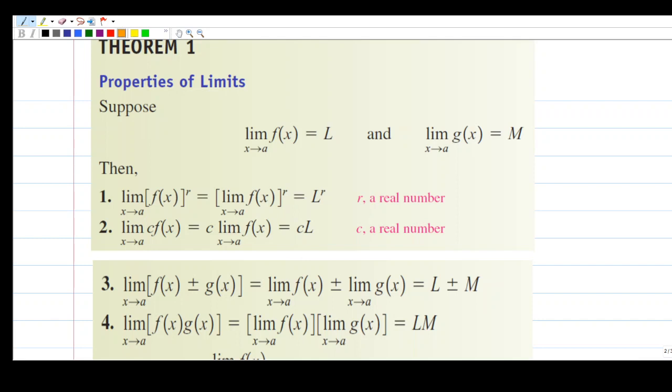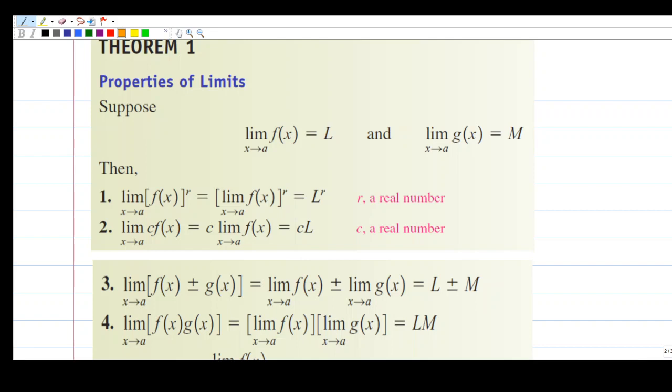If you look at the structure for number 2, you're dealing with the limit as x approaches a of some constant c multiplied by a function f of x. This is the same as taking the constant out of the limit, so it becomes the constant c multiplied by the limit of f of x as x approaches a, which will now give you c multiplied by L, that's from above.